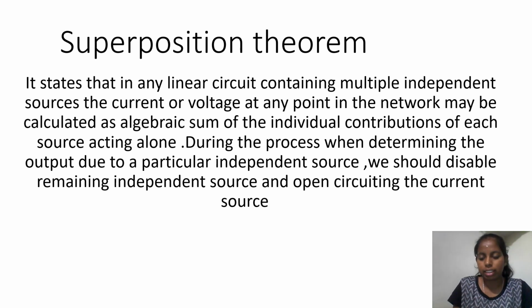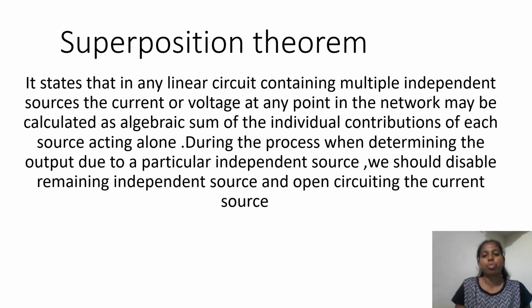What it states is that in any linear circuit, there will be one or more independent sources. Examples of independent sources are a voltage source or a current source. If one or more independent sources, like current or voltage sources, are present in a network, and we want to find the contribution of each individual independent source through the network, we have to disable all other independent sources while finding the particular individual source, and open circuit the current source.